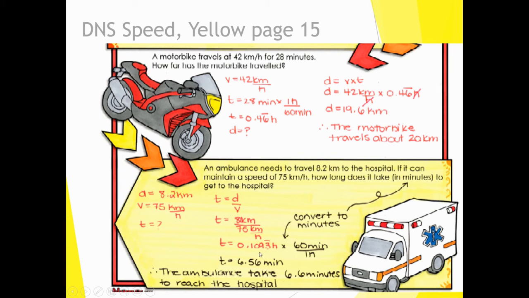So when we do that, we end up with the 8.2 divided by 75, and we get 0.1093, and that's in hours. So to convert it over to minutes, we need to multiply it by 60, and so time ends up being 6.56 minutes. So the ambulance takes about 6.6 minutes to reach the hospital.